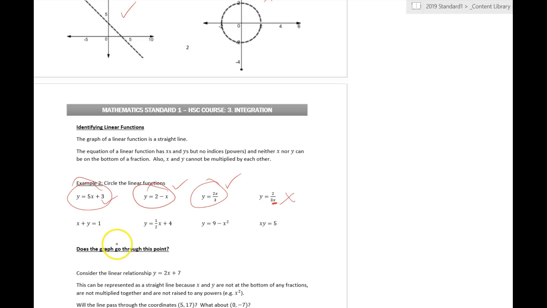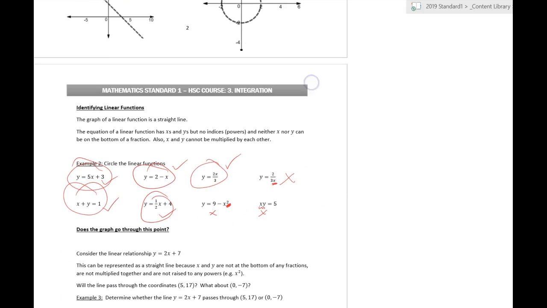Now, x plus y equals 1. You have to be careful here where x and y are on the same side of the equals, but they're not multiplied together. They're not dividing each other. There's no powers, so that one, once again, is fine. Half x plus 4, we've got a fraction, but x isn't down the bottom, so that's fine as well. X squared here, that's a problem. Can't have powers, so not that one. And these are multiplied together, so not that one either. Right, that's how we identify linear functions. Firstly, by their graphs, and secondly, by their equations.